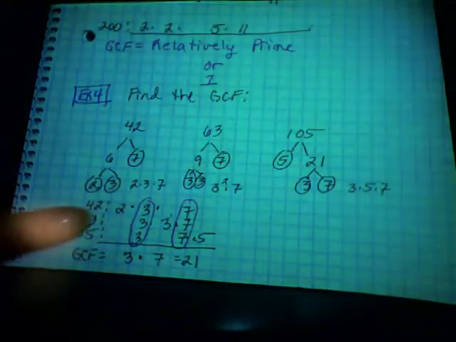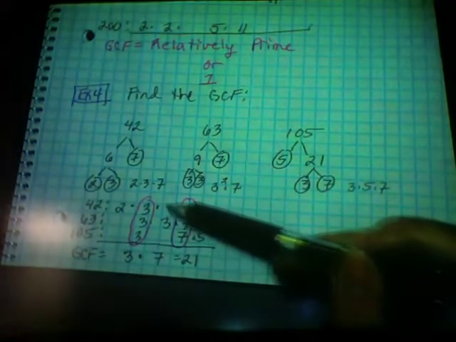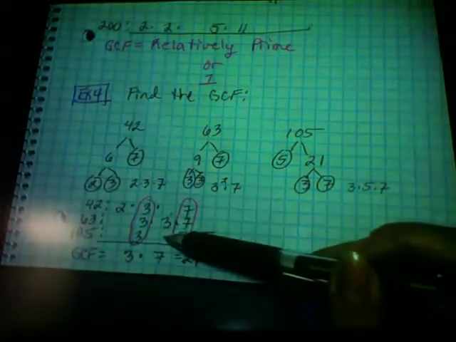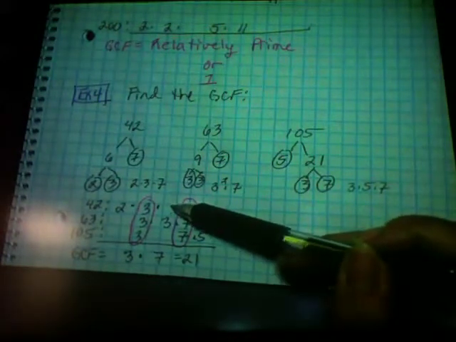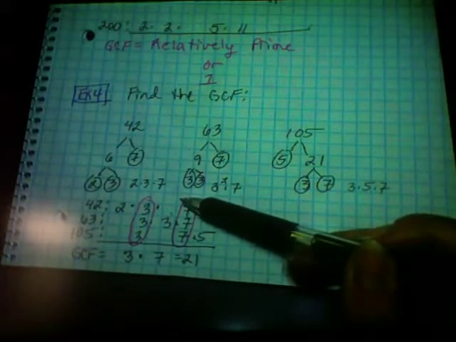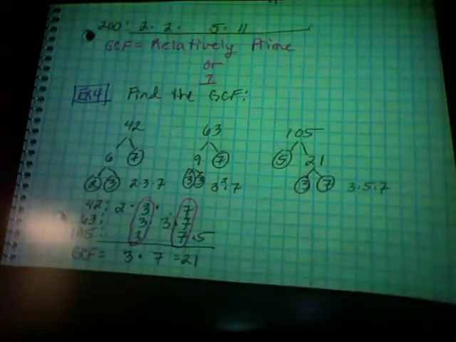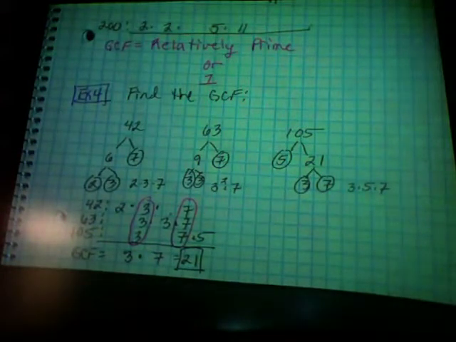Now, what if there had been a 3 in this column, just right here, but no 3 here? Would you be able to circle the 3s, the second set of 3s? No, because all 3 have to have it in common. You can't just have 2 of them have it in common, all 3 have to have it. So the GCF for this one's 21. So again, you're looking for a shortcut, right?